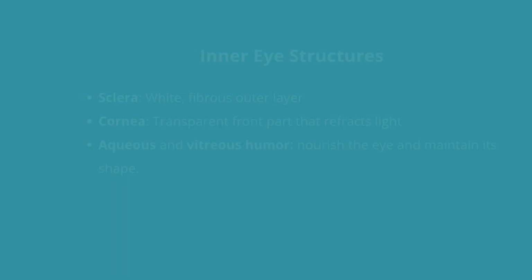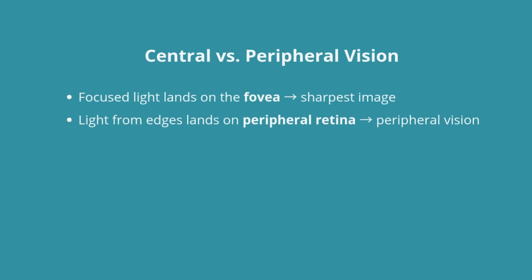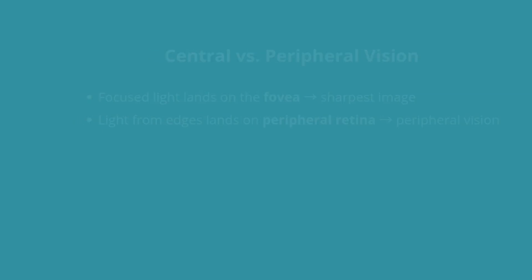and maintain its shape. Light rays first enter the eye through the cornea, then pass through the lens, which bends and focuses the light through refraction. The ciliary muscles adjust the lens shape to fine-tune the focus. Light from objects we're looking directly at hits the fovea. This gives us the sharpest, clearest image. Light from the edges of our field of vision hits the peripheral retina, giving us peripheral vision.